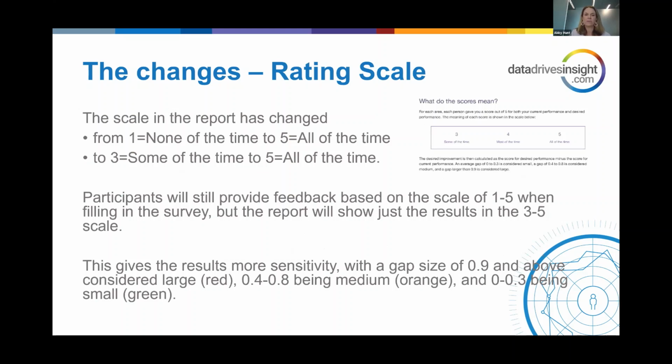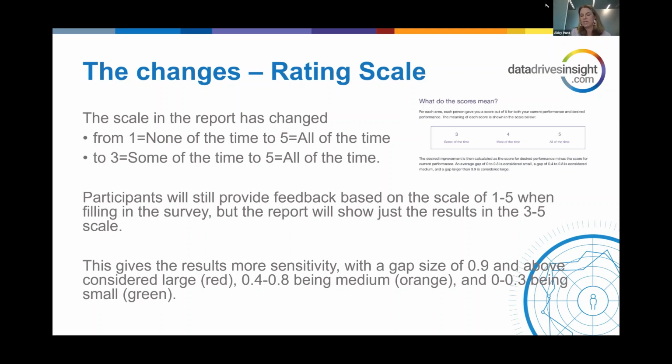Okay, so the scale in the report has changed from 1, which was none of the time, to 5, all of the time, to 3, some of the time, and 5, all of the time. Participants will still provide feedback based on the scale of 1 to 5 when they're filling in the survey, but the report will show just the results in the 3 to 5 scale. Okay, so as I said, I'll move that over there.